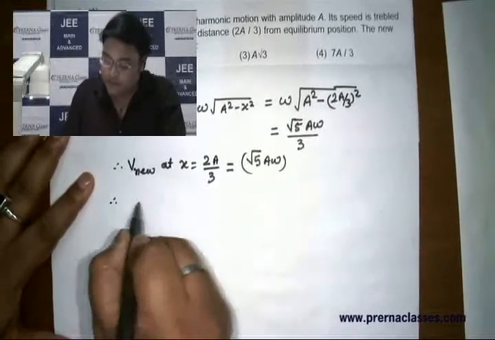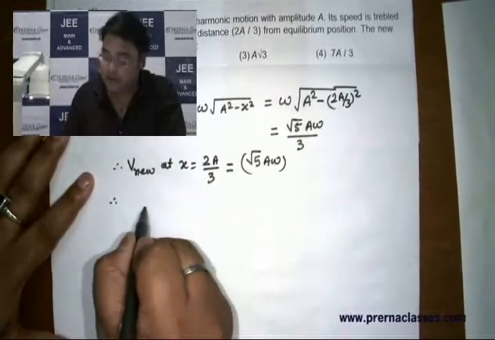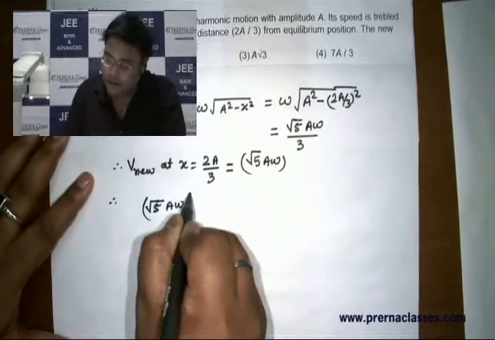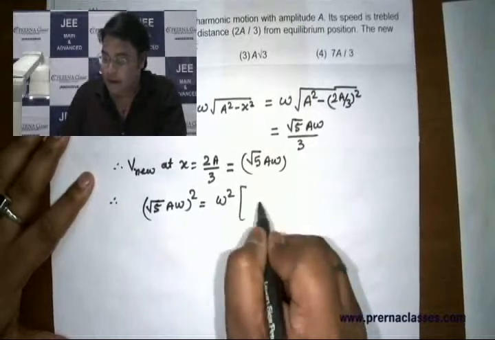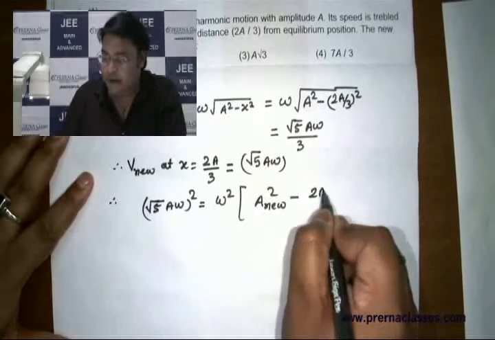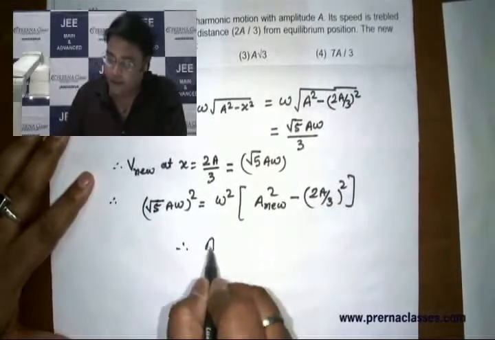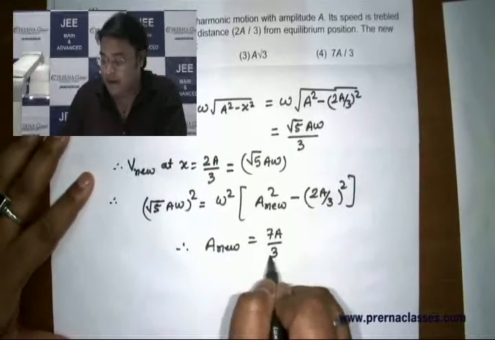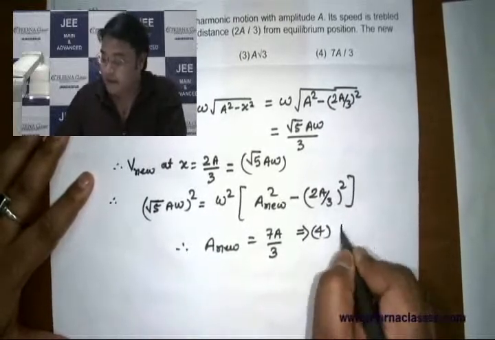Clear? So again, if you apply v equals omega into under root of a square minus x square, so (root 5 a omega) whole square equals omega square into (a new square minus (2a by 3) whole square). From here, the new amplitude comes to 7a by 3. So that implies option 4 is correct.